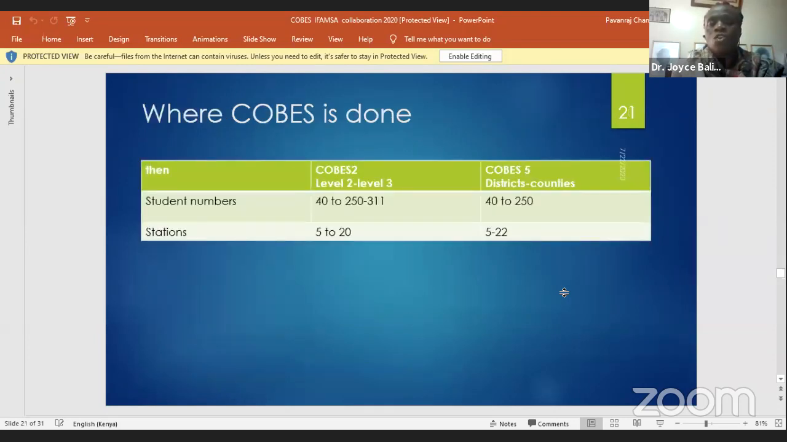Next. So where do we take our students to do their research? We have student numbers, and we have COBS 2 and COBS 5 mainly. COBS 1 is theory, COBS 2 is field, COBS 3 and 4 is proposal development, COBS 5 is in the counties. And of course, you find that we have a number of stations. We have 20 for COBS 2 and 22 for COBS 5. All in the name of trying to get the skills that are required to do research.